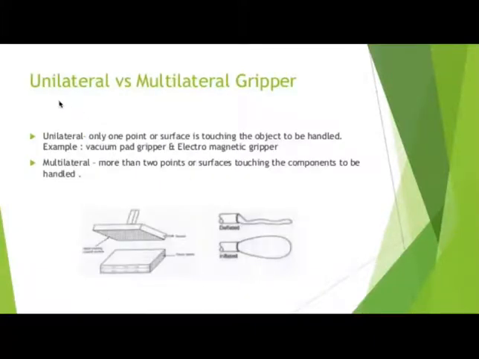Now, if you see unilateral and multilateral grippers, in a unilateral gripper only one point or surface is touching the object to be handled, for example a vacuum pad gripper and an electromagnetic gripper. In a multilateral gripper, there are two or more parts or surfaces touching the component to be handled. This is what is shown here.